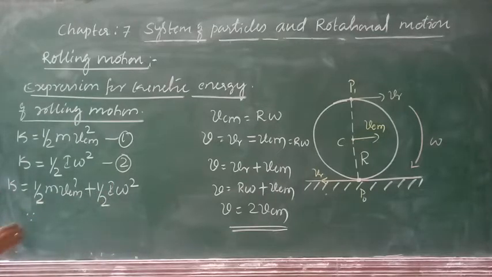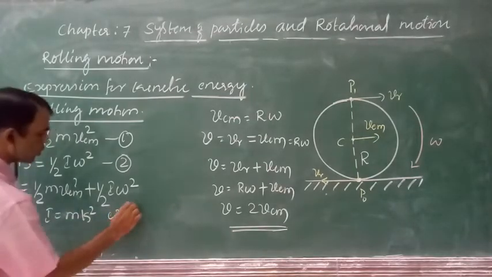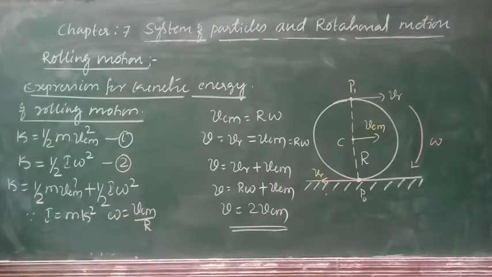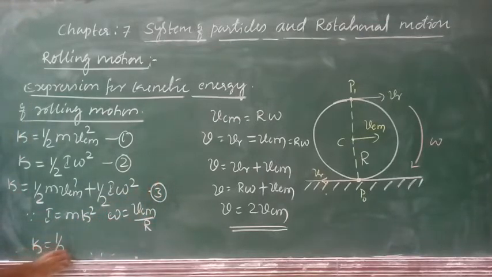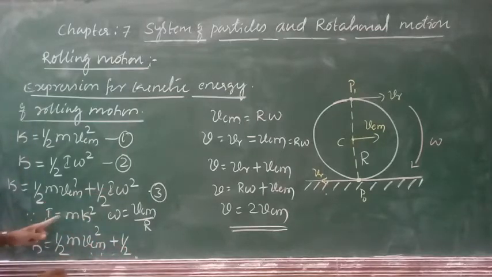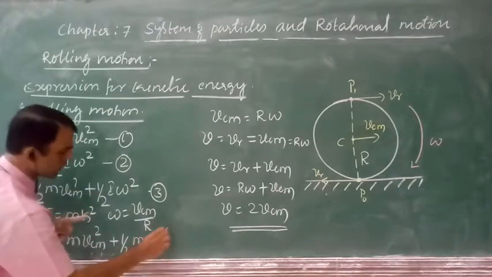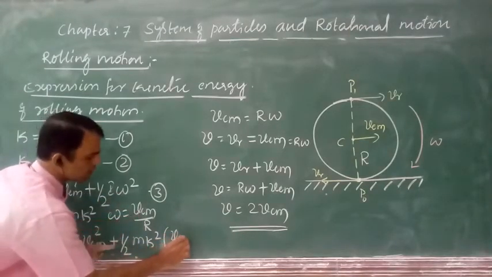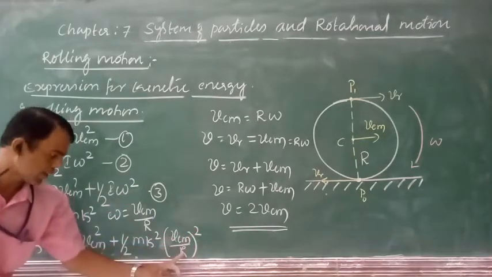Since the moment of inertia I is equal to m k square, where k is the radius of gyration in this case, and the angular velocity omega is equal to the velocity of center of mass Vcm divided by r, because v is equal to r into omega, I will call this equation B. Then equation B becomes K equals half m Vcm square, plus half m k square into omega square, where omega square is Vcm divided by r whole square. So it is Vcm square divided by r square.